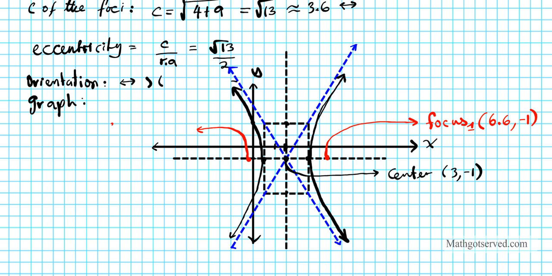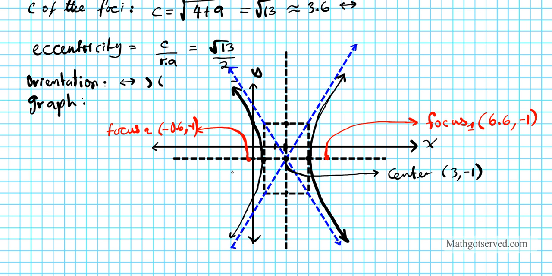Focus 2 has the coordinates negative 1.6, wait a minute. We went 1, 2, 3. Actually, it's negative 0.6. Negative 0.6, negative 1. All right. So negative 0.6, negative 1. All right, because if we subtract 3.6 from 3, we end up with negative 0.6.